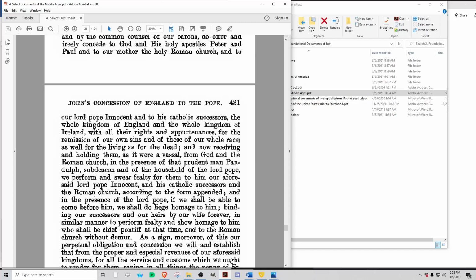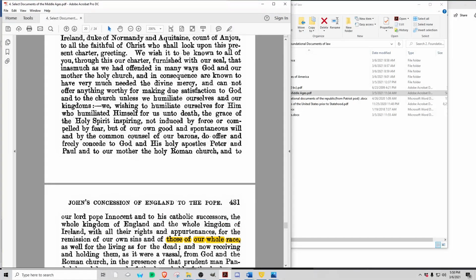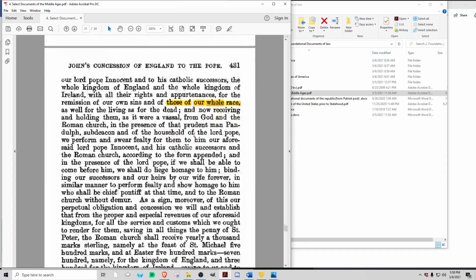And what does he mean? And for those of our whole race? No one ever picks up on that. You have any idea who he's talking about? He's talking about the Jew. He was a protector of the Jews. William the Conqueror was a filthy serpent seed line, Luciferian fool. This is his offspring. This is who he's talking about. He's not talking about the actual people of England. He's talking about the Jews, our whole race.